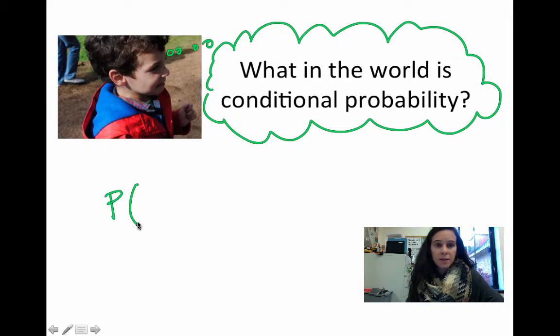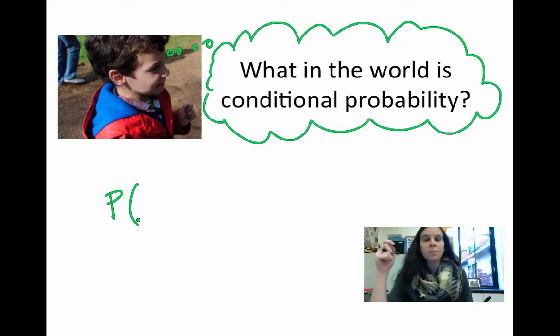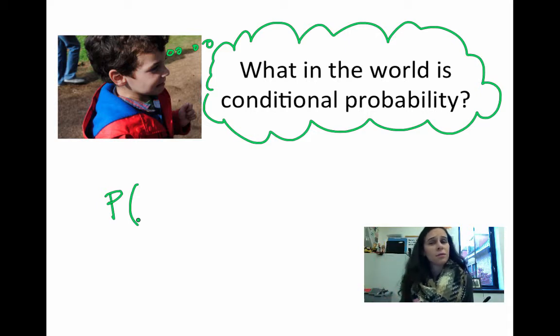So if we have a dependent event, an example of that is when you take an M&M out of a bowl and then eat it, and then take another M&M out of the bowl. So if we're trying to find the probability of getting a red M&M, there's one less M&M in the bowl and there's one less red M&M in the bowl. So that's an example of dependent events in probability.